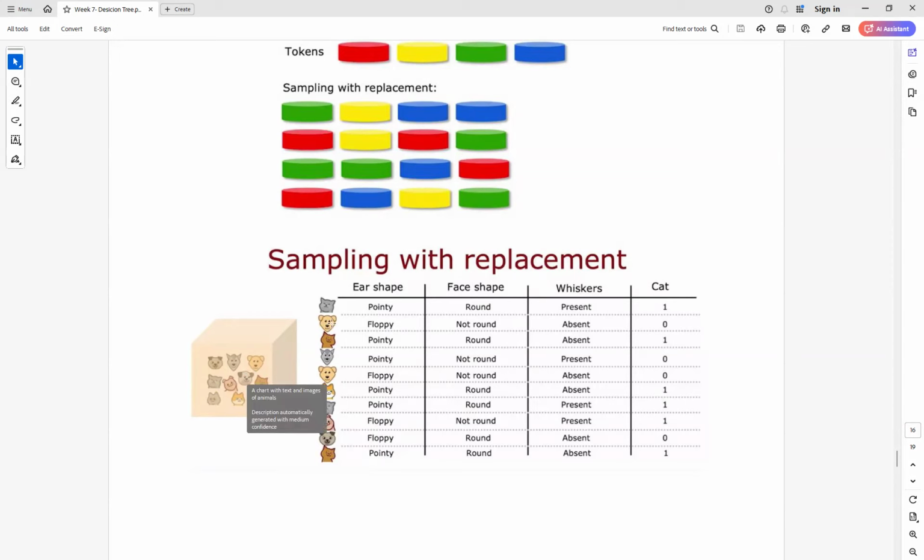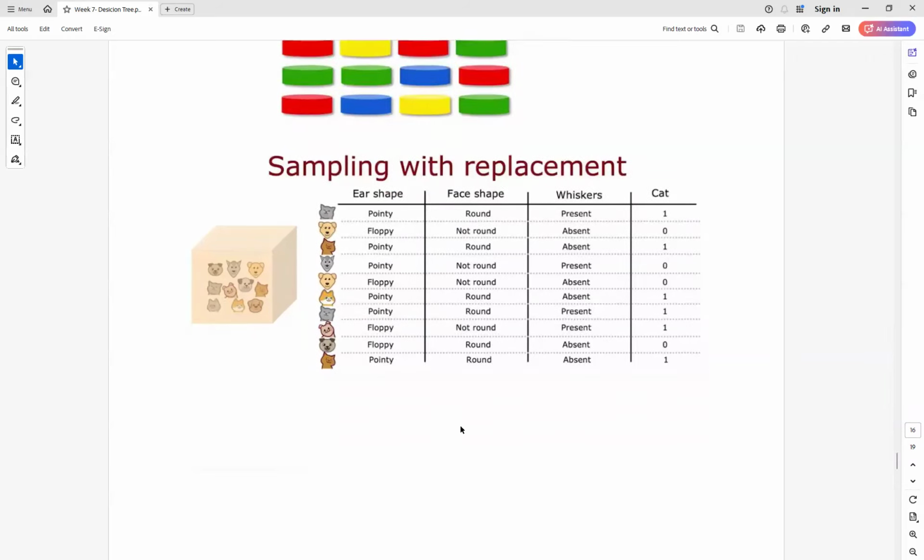The second one is this animal with floppy ear shape, not round face shape, and whiskers absent, which is a dog, right? And then put it back into this virtual bag and pick another one, this one. And you see, because you put them back after picking, you might have some cases that are repeated. For example, this one is repeated here, this one is repeated here. It doesn't matter, that's okay. So this is called sampling with replacement to get this data table, right?